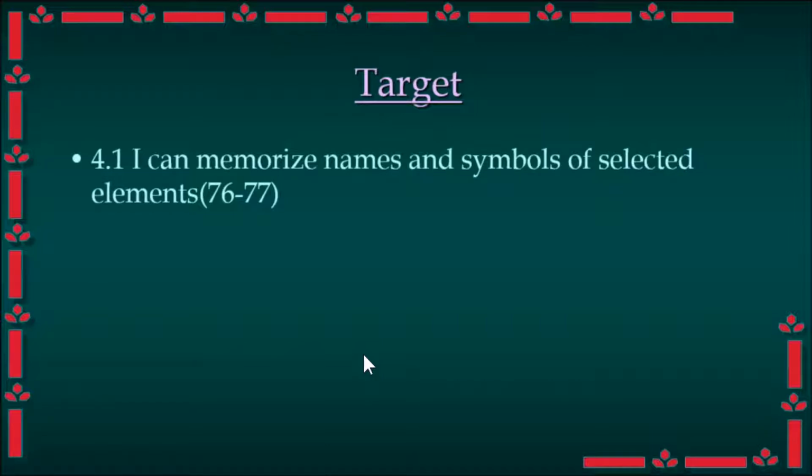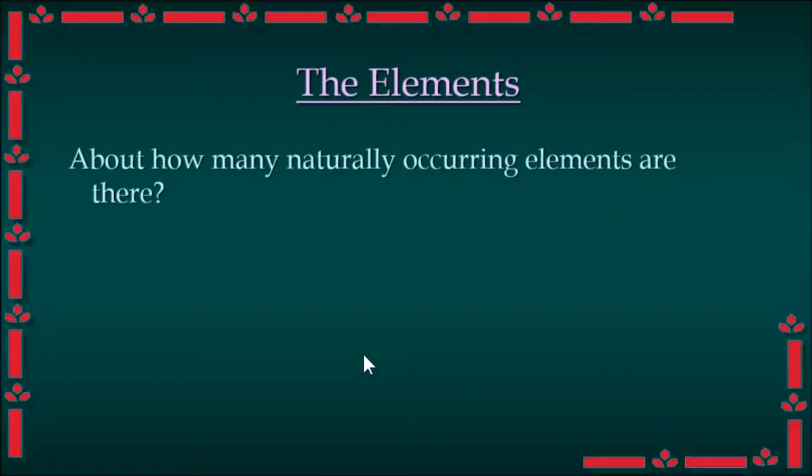So let's get down to the micro level. Let's find out what are the building blocks of all matter. And of course, that's elements. About how many naturally occurring elements are there? About 88. Look at that. I'm only going to ask you to memorize 43 of them. Only 43 of them. Okay?